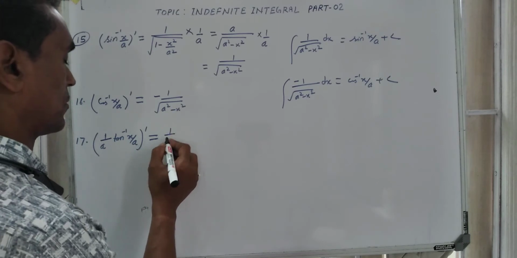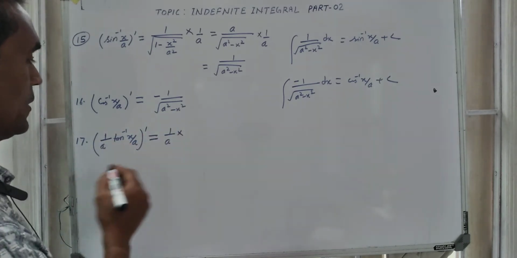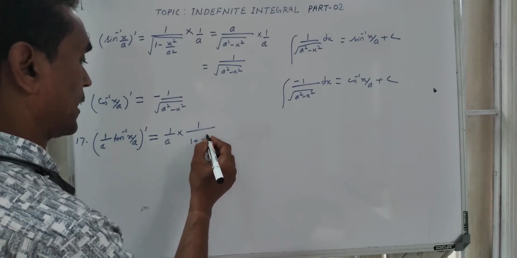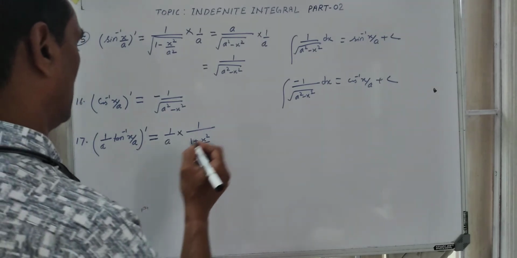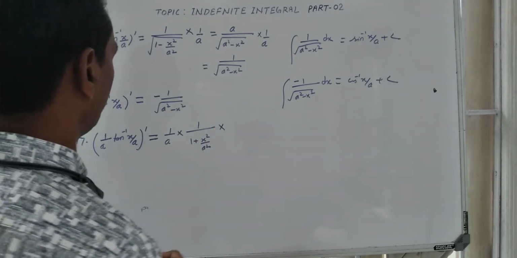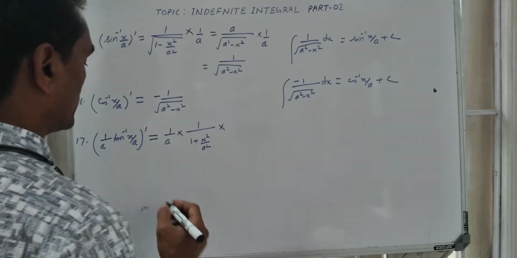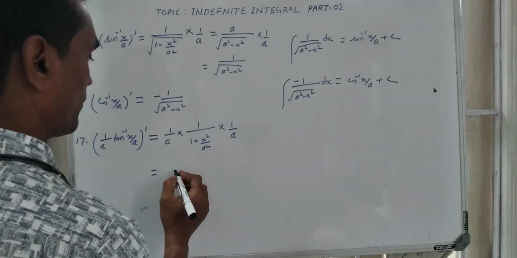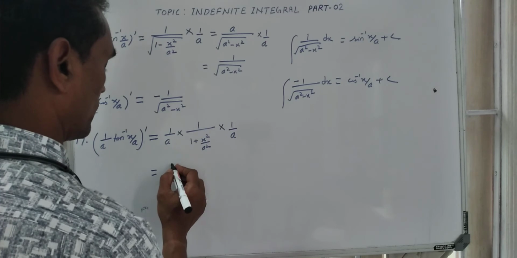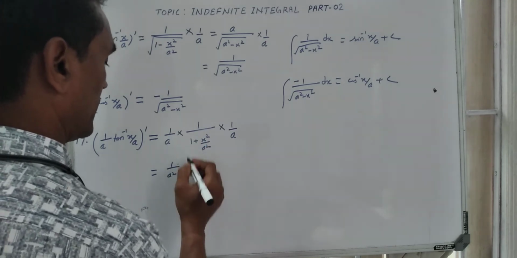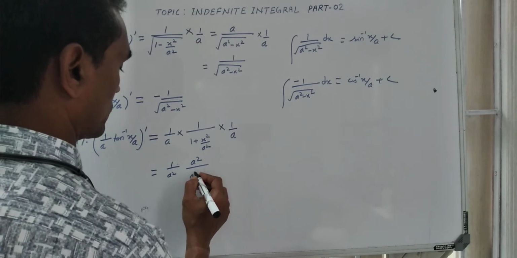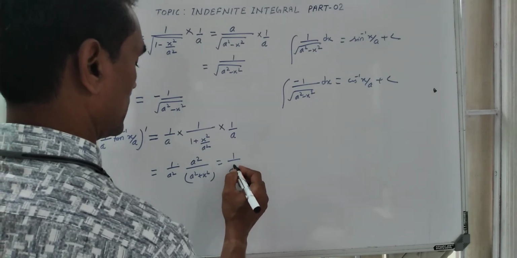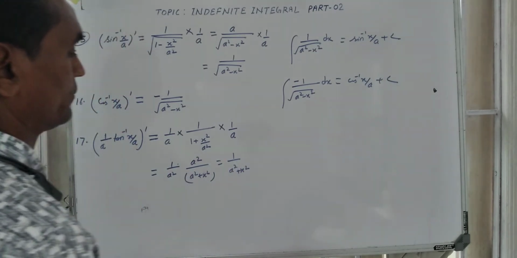So what should be the derivative? The derivative of tan inverse x by a is 1 by 1 plus x square by a square, and then you multiply by the coefficient of x. The coefficient of x here is 1 by a, so 1 by a. When you simplify this, you will get 1 by a square, and a square by a square plus x square. So ultimately you are getting a square plus x square.